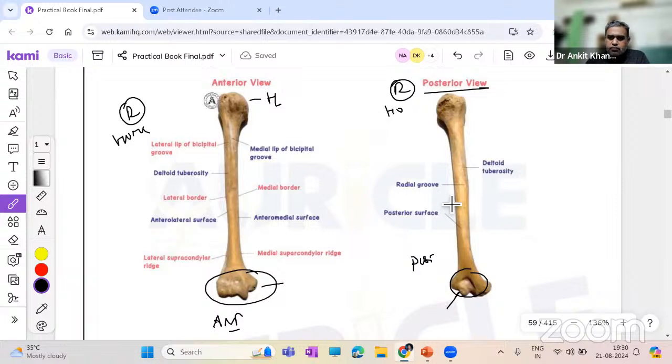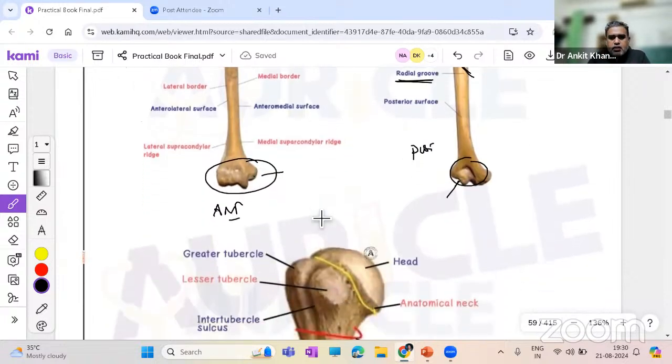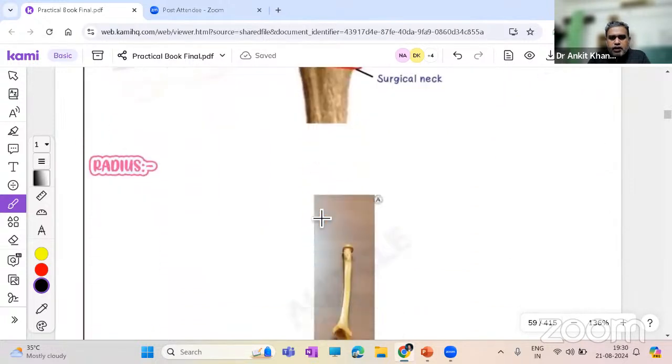And here is the radial groove. As I said, in some bones it is quite easily recognizable, in some bones not that much. Then we also have the bicipital groove over here, where three muscles are attached: latissimus dorsi on one side, pectoralis major laterally, and teres major medially. Three attachments onto the bicipital groove. So identify the bone, name and identify. These are the few landmarks given over here.